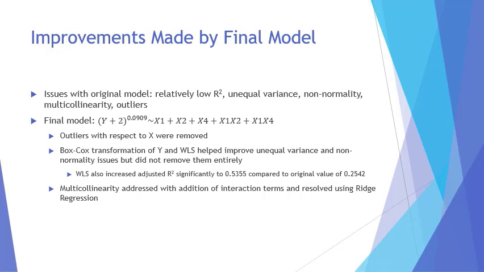The final model attempted to address all issues present in the original model. Such issues included a low R-squared value, unequal variance, non-normality, multicollinearity, and outliers. The suggested final model removes all X outliers that were assessed based on the leverage values. The unequal variance and non-normality issues were addressed with the Box-Cox transformation on Y and weighted least squares regression. While these remediations improved the model, they did not remove these violations entirely. Multicollinearity was addressed with the addition of interaction terms and were then resolved using ridge regression.